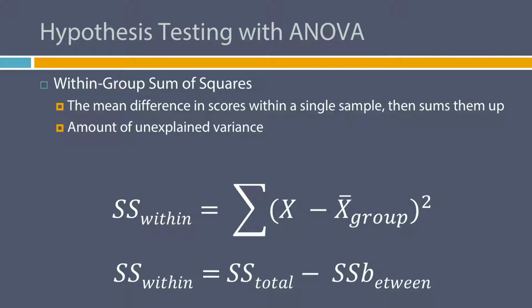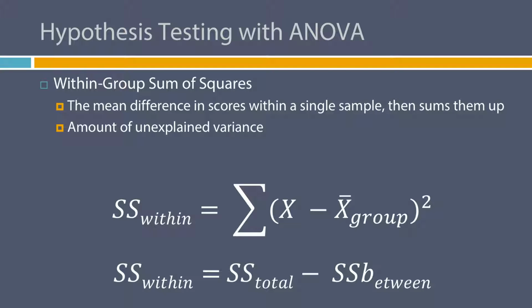Then we calculate that same thing for group 2. All the people minus the group mean in group 2. Then group 3 we do the same thing. All the people, the raw scores of everybody in group 3 minus the mean of group 3.